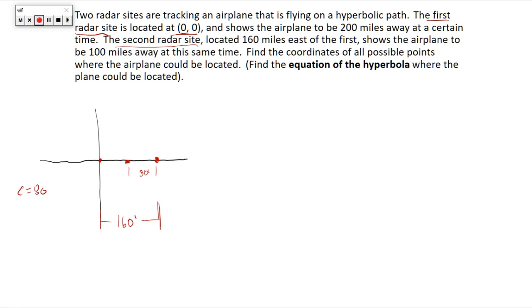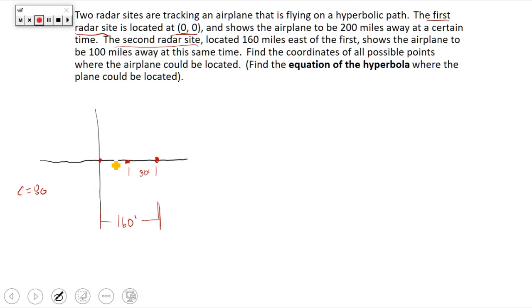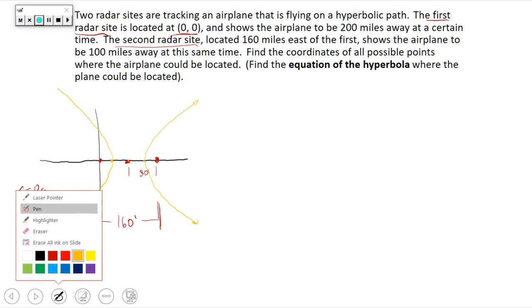We know then also that we can sketch in what this hyperbola would look like. The vertex is going to be somewhere between the focus and the center. I don't know where. Let's just assume it's going to be right there, so it's going to do something like this. There'd be another vertex over here, something like this.